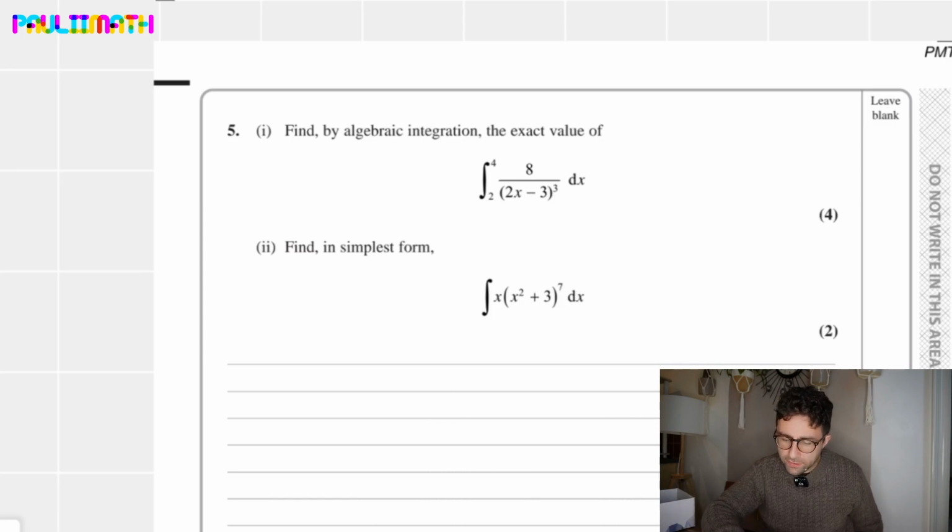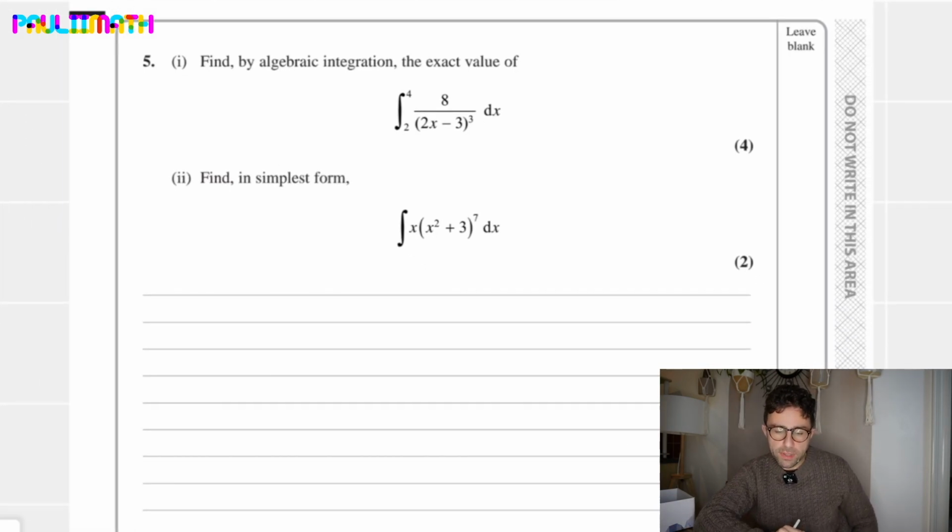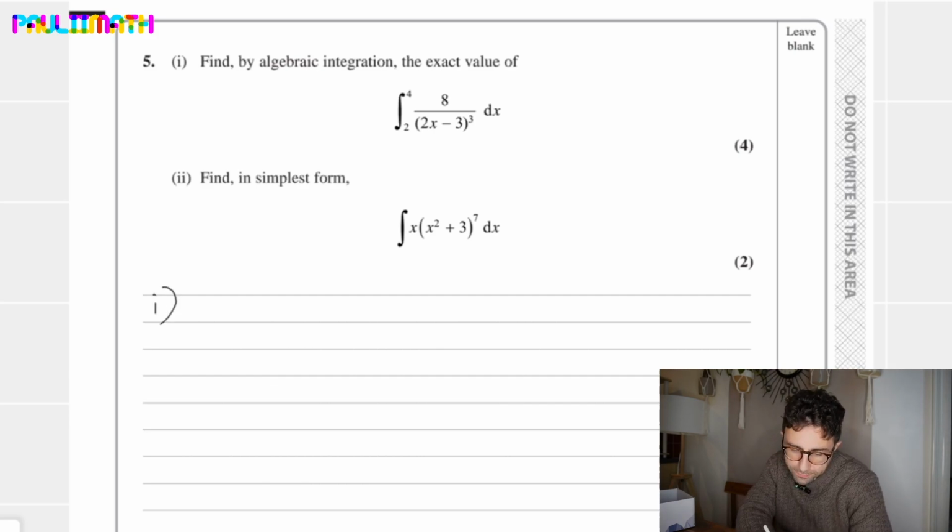Integration. That's what I like. I like a nice crisp, not too many words in the question type vibe. So do you know what? We're off. Find by algebraic integration the exact value of that. And then we're doing some other integration. All right, come on then. I'm up for it. I'm up for the challenge. Also exact value. Looks all right, that one.